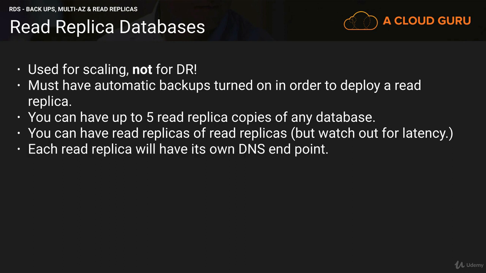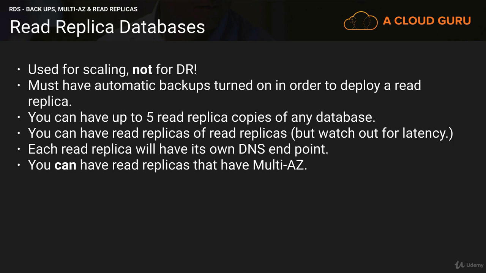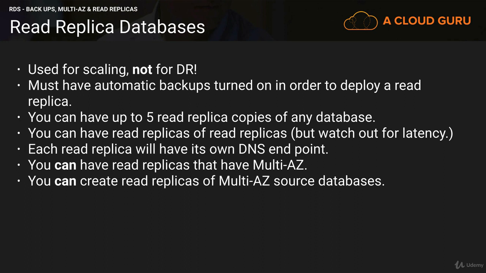Each read replica is going to have its own DNS endpoint. You can have read replicas that have multi-AZ enabled. This is a very new feature that was released in January 2018. So you can have a read replica in a completely different availability zone or completely different region that has multi-AZ turned on. And you can create read replicas of multi-AZ source databases.